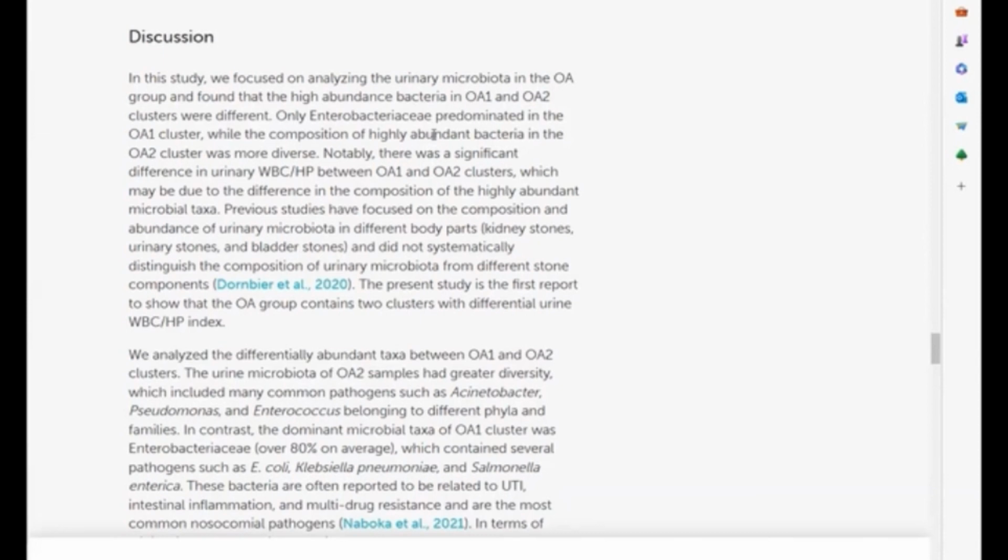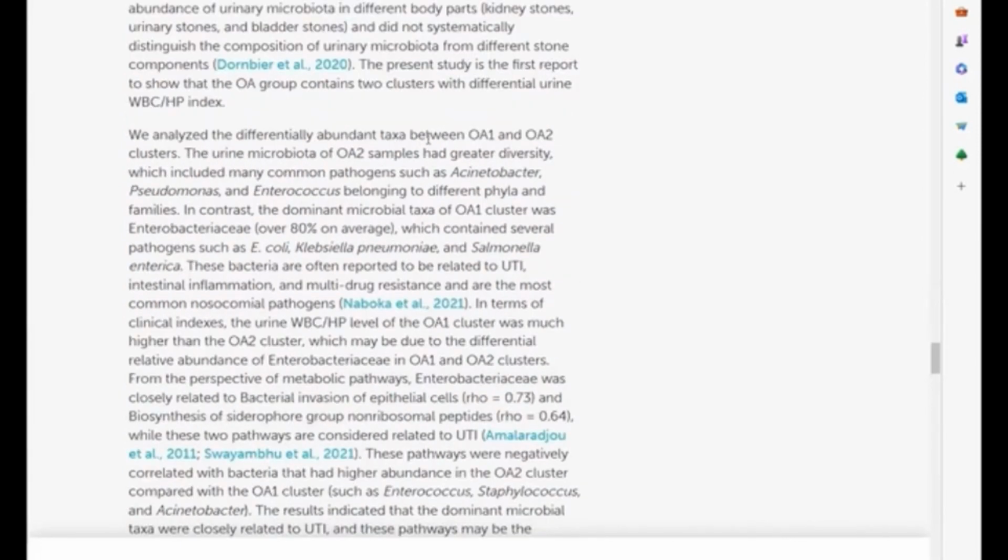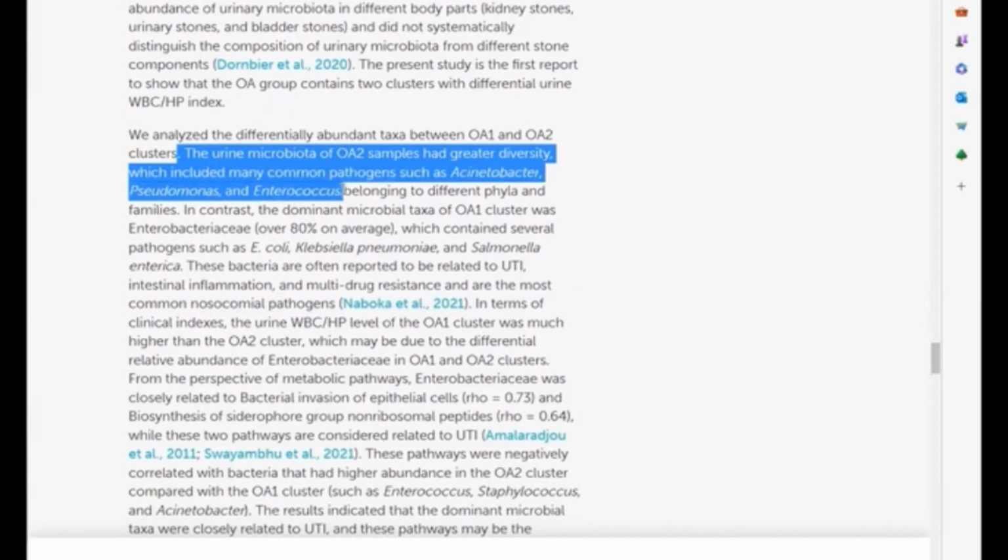a more diversity. And this is why I keep talking about the rainbow diet and microbiome mashup and improving the diversity, because there was an association with the gut as well. And they looked at the abundant taxa between the first and second clusters, and the urine microbiota of the second sample had greater diversity. It did have the common pathogens, but they belong to different phyla and families.